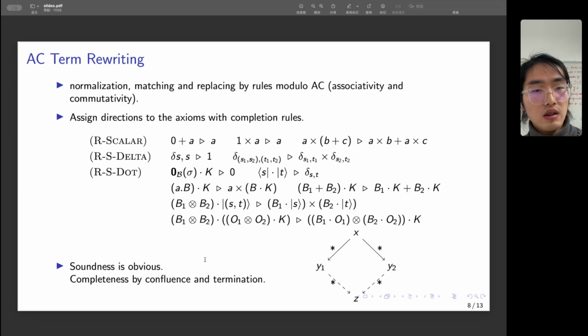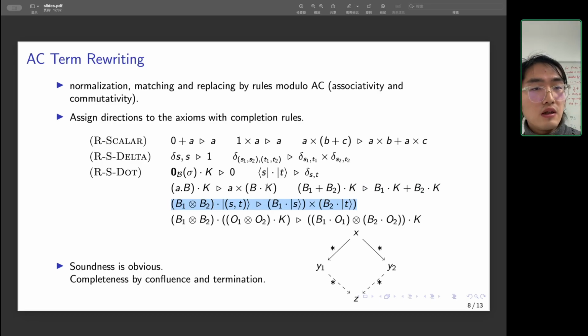syntactical equivalence. So these are our rules, and many of them are obtained by assigning directions to the axioms. There are some intuitions and heuristics in doing this. For example, we will prefer to transform linear algebra computation into scalar ones. And sometimes when we encounter tensor product structure during inner product, we will want to decompose the tensor product.